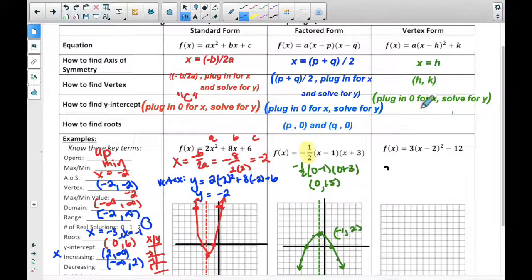Finding the y-intercept is the exact same way as we always do. We plug in a 0 for x and we solve it for y. And then again, on the roots, we don't know exactly the roots for vertex form.